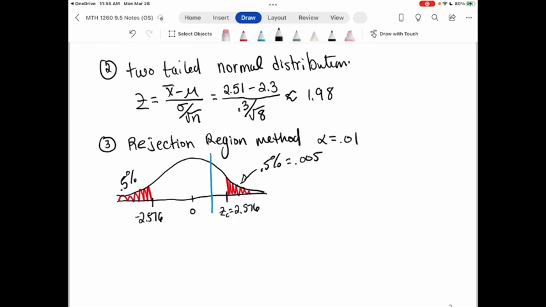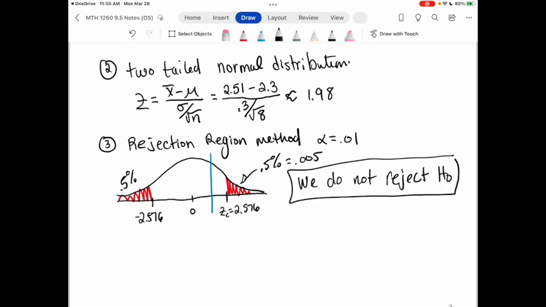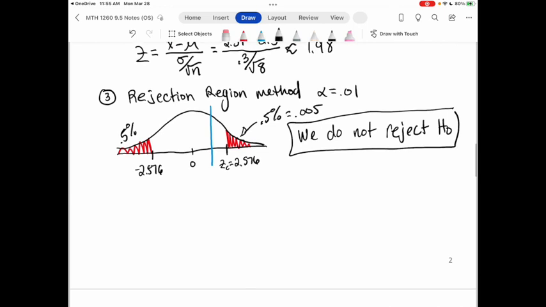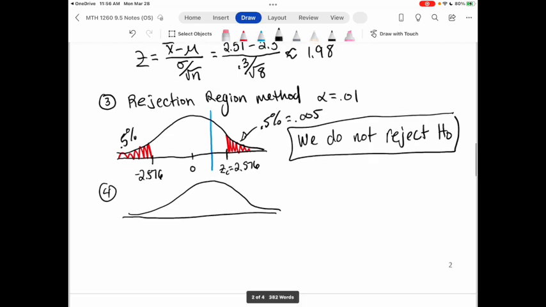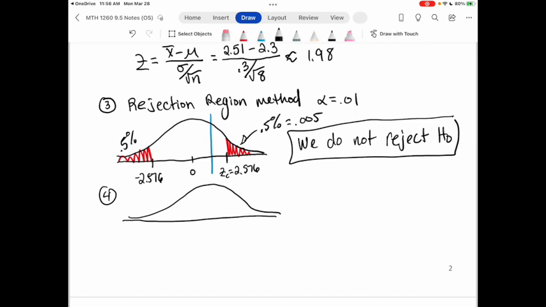So when I look at my test statistic of 1.98, that's going to fall somewhere out here. So here's 0 in the center. 1.98 is going to fall between 0 and 2.576. So it is not in the rejection region, which means we do not reject the null hypothesis. Now, let's do the same thing for the p-value approach.